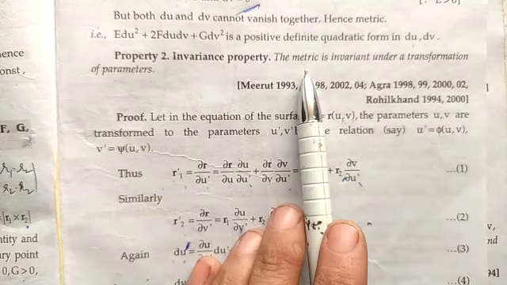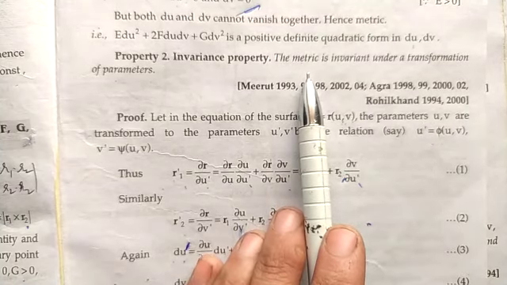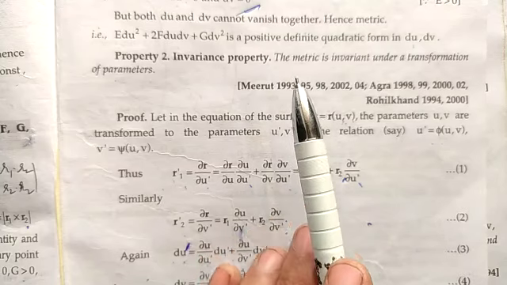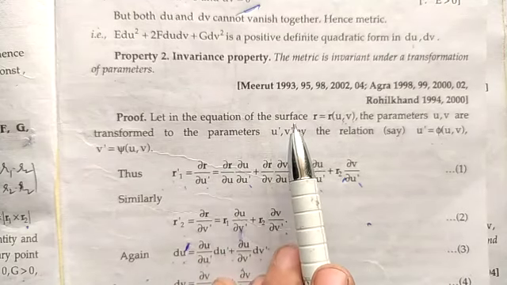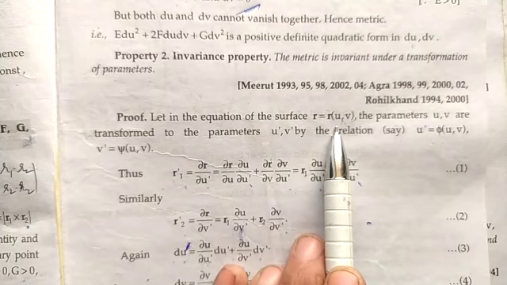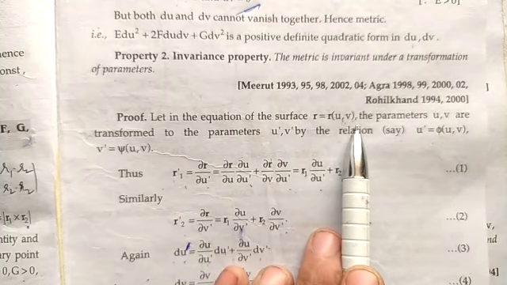So let us prove this property. This property is called the invariance property. So let us consider the equation of the surface having the parameters u and v.